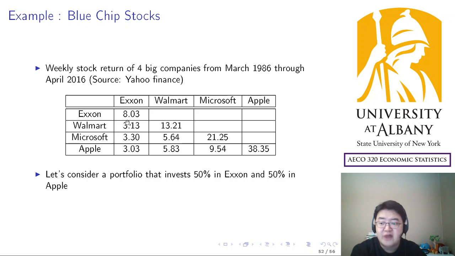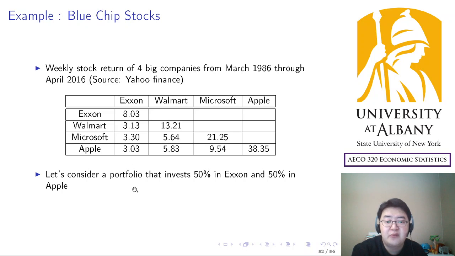And the off-diagonal terms are covariances. And as you see, any pair of the stocks has a positive covariance. So all of them are positively correlated because obviously when the market goes up, all of them will go up together. And if the market is in recession, all of them go down. So it's typical, it's common, it's natural.